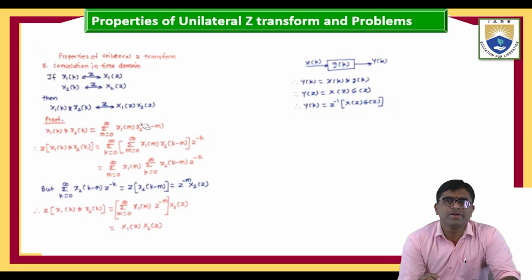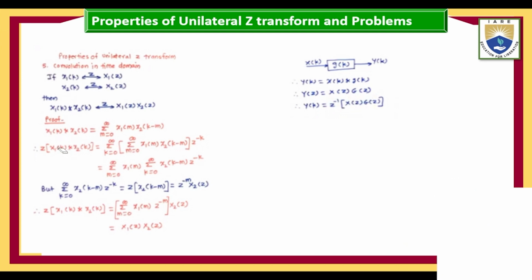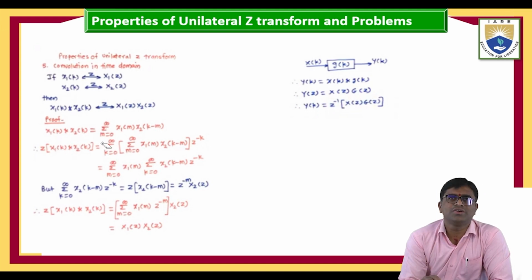Now I am going to prove that. x1 of k convolved with x2 of k equals the summation for m equal to 0 to infinity, because it is a unilateral function now, that's why m equals 0 to infinity, and here we take the summation over m of x1 of m into x2 of k minus m.